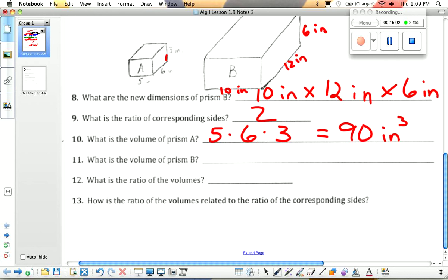Okay, what's the volume of prism B? Well, it's going to be 10 times 12 times 6. Oh, we can all do this. No calculator needed. 10 times 12 is? 120. 120 times 6 is? 720. Ooh, got a lot bigger.